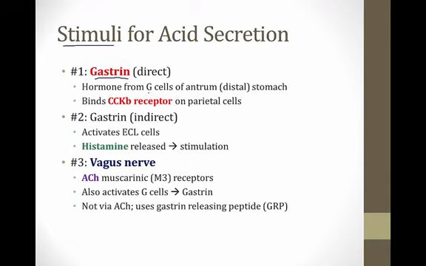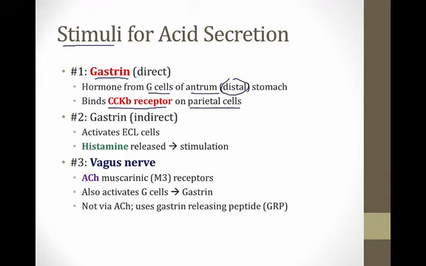Gastrin is a hormone that comes from G cells in the antrum portion of the stomach. That's the distal portion of the stomach close to the duodenum. And gastrin can bind to a receptor called the CCKB receptor on parietal cells, and when it binds, it triggers them to secrete hydrochloric acid.